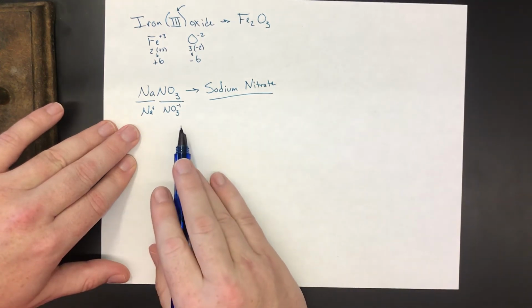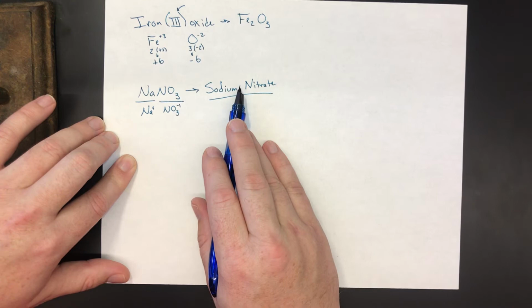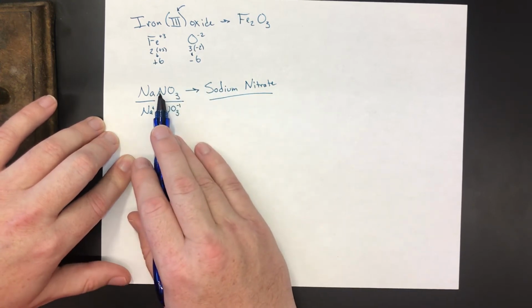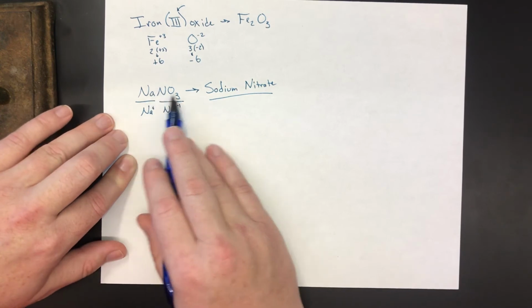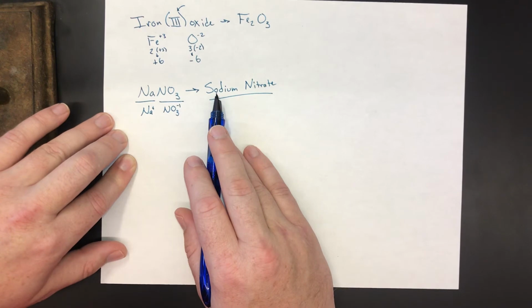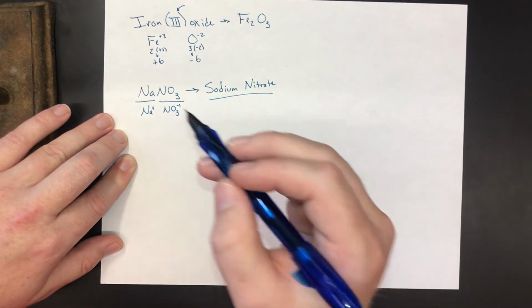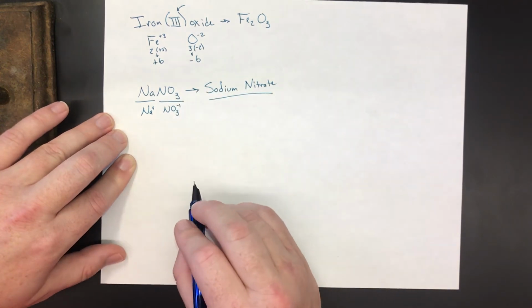Okay, so there's basically two different things. We could ask you to go from the formula to the name, or we could ask you to go from the name to the formula. Personally, I think it's easier to go from the formula to the name, but you kind of have a different approach. You're doing it backwards one way or the other. If you're going from the name to the formula, you really need to pay more attention to charge.